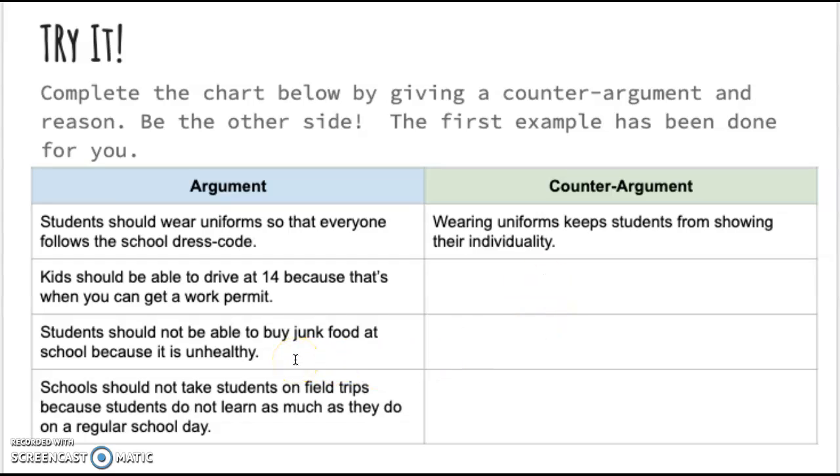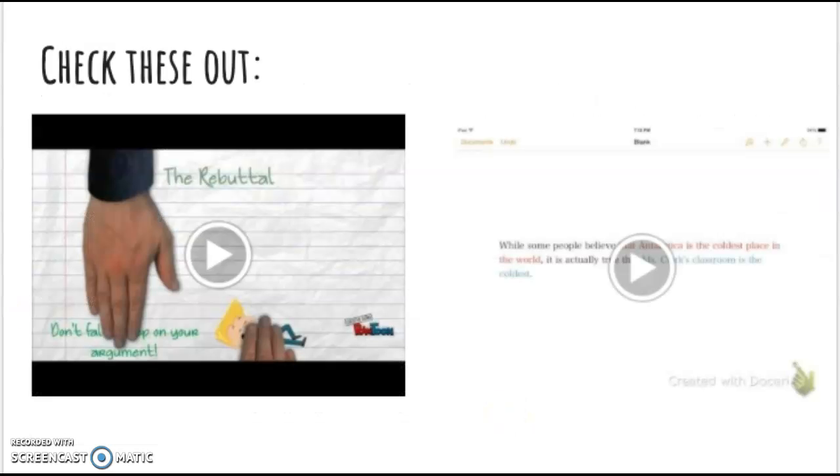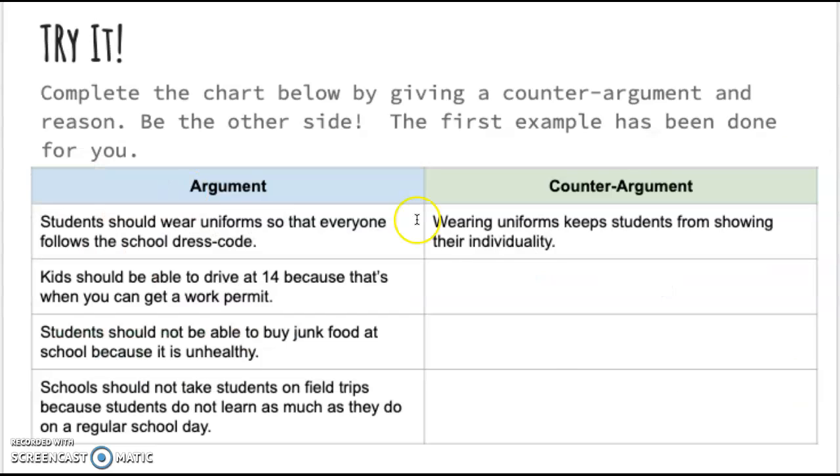The next one says students should not be able to buy junk food at school because it is unhealthy. You're going to think of the counter argument and think of why we should be allowed to buy junk food at school. The last one says schools should not take students on field trips because students do not learn as much as they do on a regular school day. So you're going to think of the counter argument or the good reason why we should take students on field trips. So again, you're watching these 2 videos and then filling in your chart, and you're completely done for today.